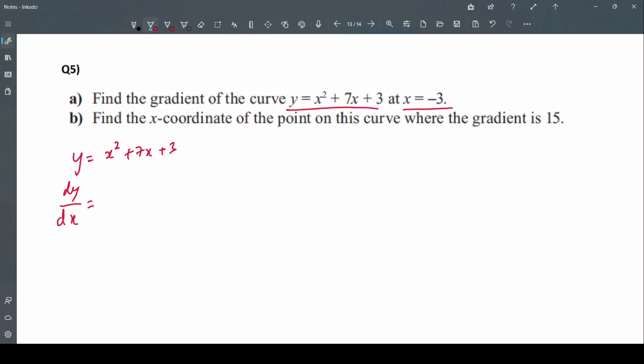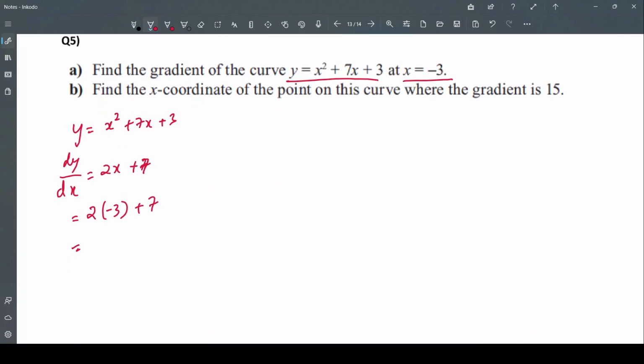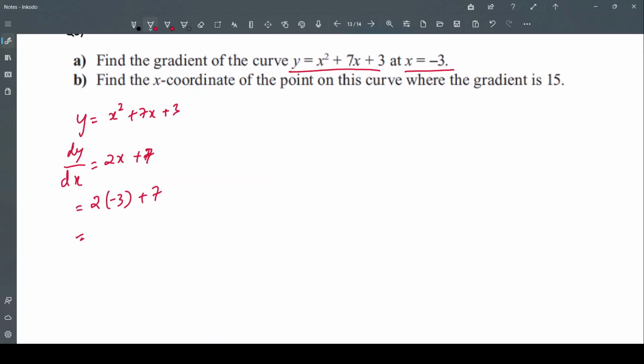If I differentiate this, I'll get 2x plus 7. Now I have to put the value of x as minus 3. So if I put the value of x as minus 3, I'll get the gradient of this particular curve. So minus 6 plus 7. 3 times 2 is 6, and minus 6 plus 7 is 1. So what is the gradient actually? The gradient of this curve will be plus 1. We have solved the first part.